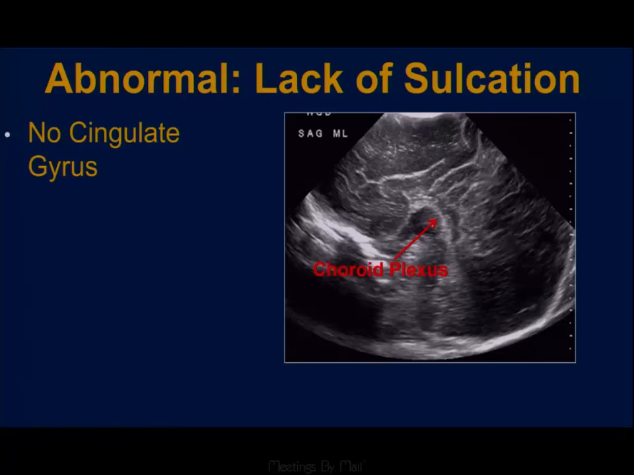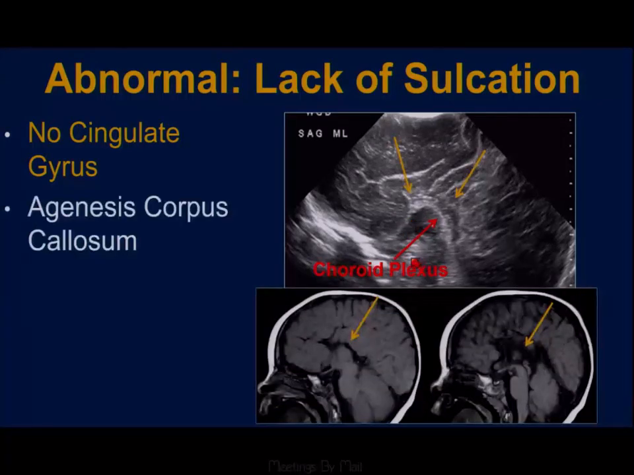Here's an abnormal child. So you're already seeing some of this sulcal gyration. So since you see this sulcal gyration, you don't see that cingulate gyrus here. This might be confusing, but if you were able to scan through real time, you would realize this is the choroid plexus and not the cingulate gyrus. And so this was agenesis of the corpus callosum, which was confirmed by MRI. And so again, just look for these gyri that you know should be there. And if they aren't there, that should kind of pique your interest and have you look further into things.